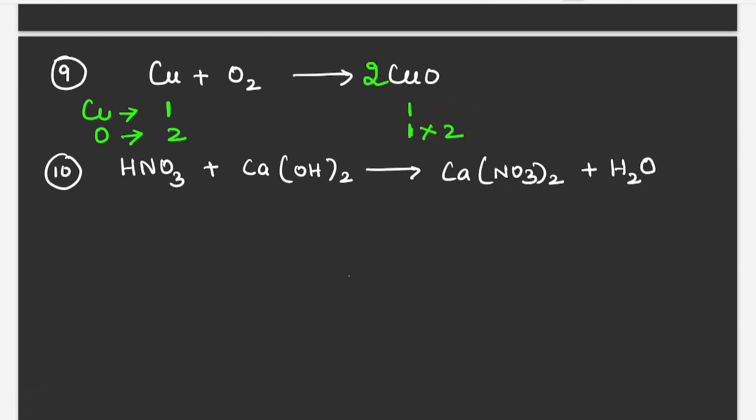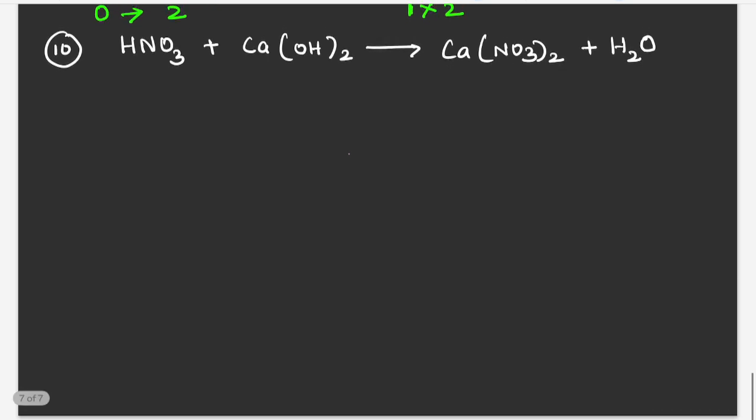After I write 2 here, again you check copper. Here I have 1 copper, but here it becomes 2 copper. So again I will have to balance copper into 2. So here it is 2 copper. Check once again. 2 times copper, 2 times copper atom, and then 2 times oxygen, 2 times oxygen. It is balanced.